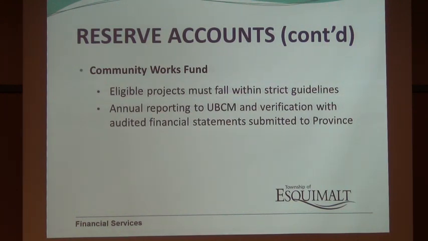So Community Works Fund: eligible projects in this fund have to fall within very strict guidelines, and we have to annually report out. If UBCM doesn't agree that our project met the strict guidelines, they will not allow us to spend the money on that project. In general, there are four specific criteria that a project has to meet in order for you to be able to use this funding. One of those guidelines is that it has to be an incremental project, in that it has to increase something that you're doing.